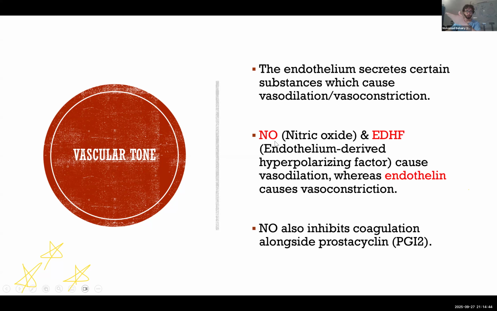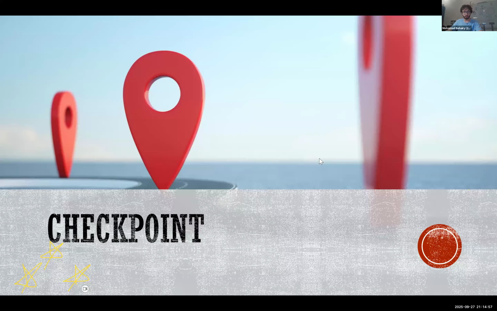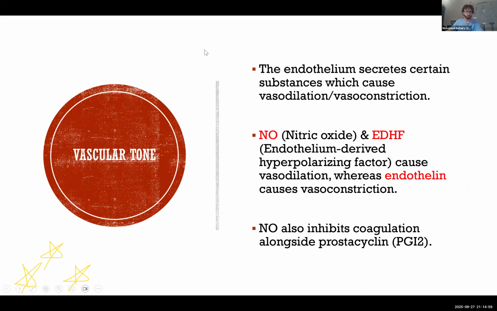I want you to know that nitric oxide does vasodilation. EDHF, endothelium-derived hyperpolarizing factor, does vasodilation. We have things that do vasoconstriction, like endothelin. These are just examples of molecules found in the endothelium. I want you to know when they cause either vasoconstriction or vasodilation. Let me make sure I covered everything about your question.